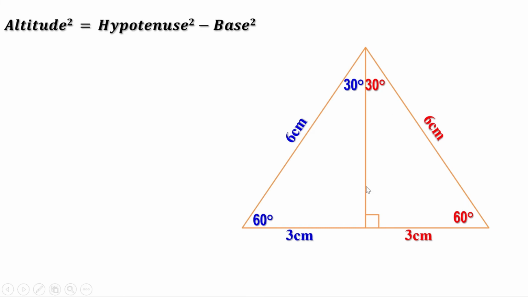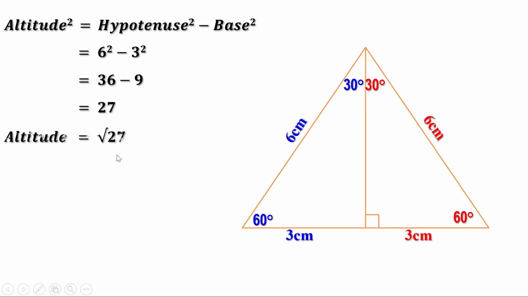We know altitude square equal to hypotenuse square minus base square. Here hypotenuse is 6 and base is 3. So altitude square equal to 6 square minus 3 square. 6 square is 36 and 3 square is 9. So this can be written as 36 minus 9 and that is equal to 27. The square of altitude is 27.